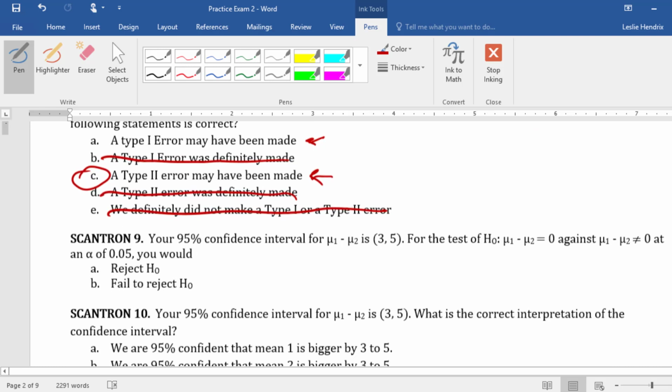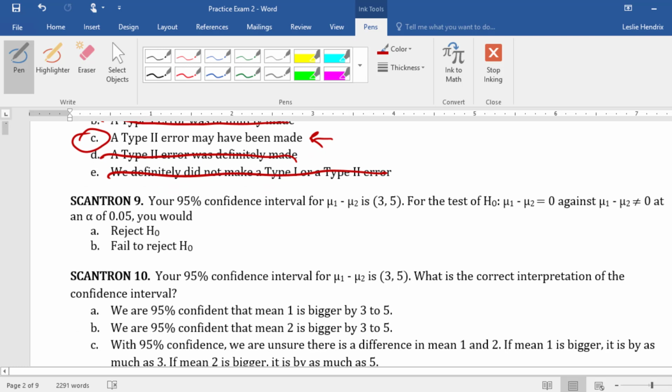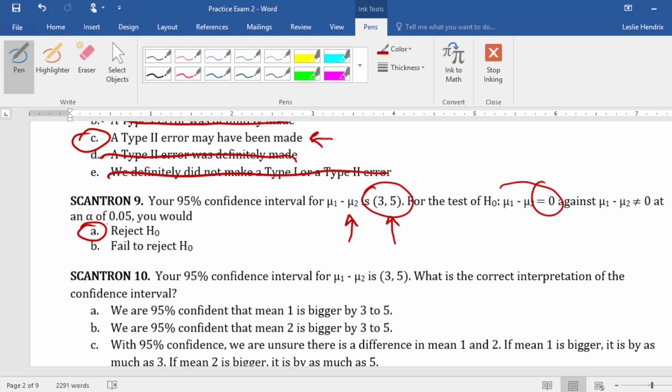All right, so your 95% confidence interval for mu1 minus mu2 is 3 to 5. For the test of the null hypothesis that the difference is 0 against the alternative of not equal to 0, at an alpha of 0.05, we would think this difference is statistically significantly different from 0 because our confidence interval doesn't include 0 as a possible value. So if your confidence interval doesn't contain your null hypothesized belief of that parameter, then you think it's statistically significantly different from that null hypothesized belief, and you would reject the null hypothesis. If your confidence interval contains 0, then you would fail to reject the null hypothesis.